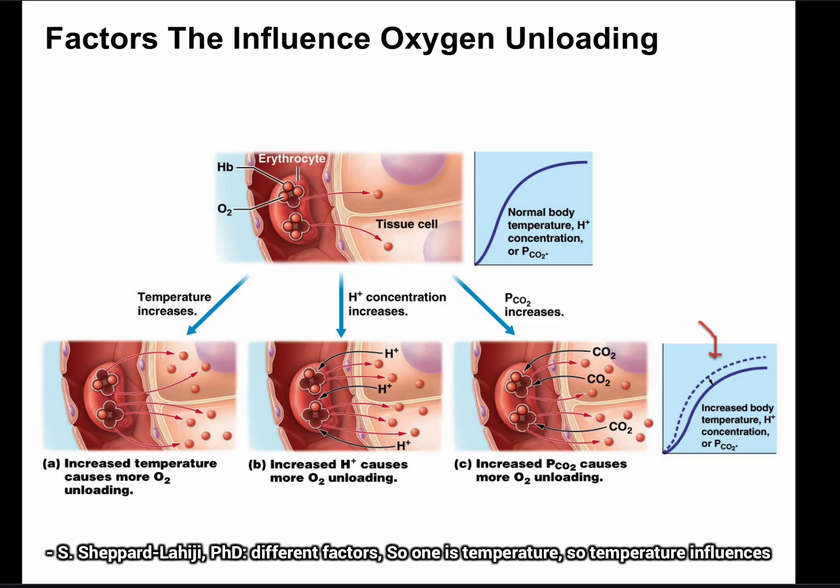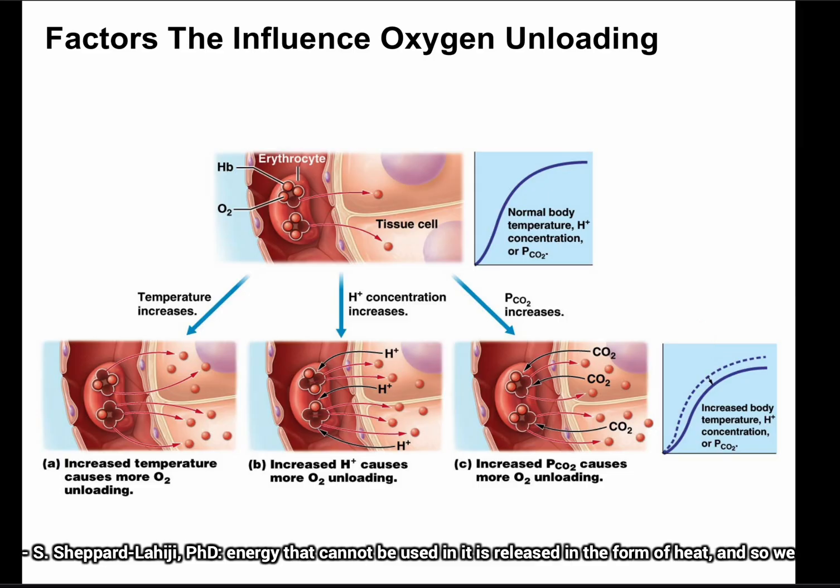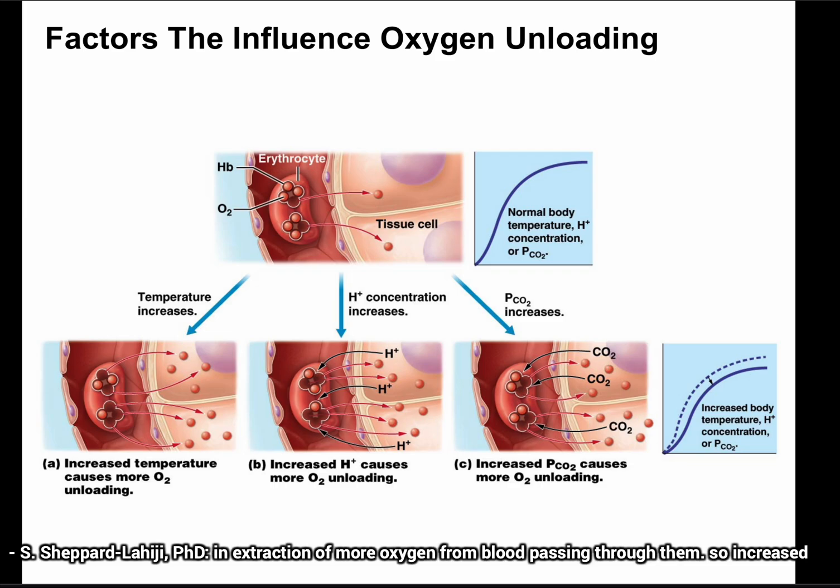So one is temperature. Temperature influences unloading because what we find is that active tissues are warmer than less active ones. Thinking about metabolic processes, there is a release of energy that cannot be used, and it is released in the form of heat. And so we find that active tissues are warmer than less active ones, and that results in extraction of more oxygen from blood passing through them. So increased temperature increases the amount of oxygen unloading at that site.